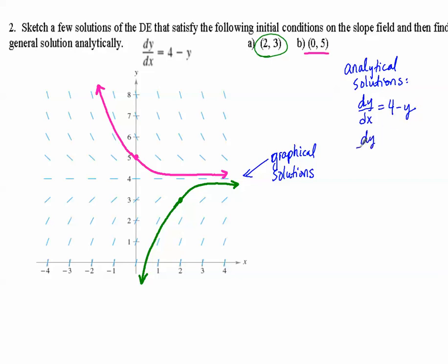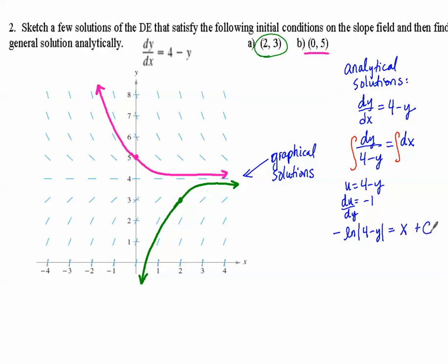Separate: dy over 4 minus y equals dx. Then we'll integrate both sides. It looks like we're going to need a little u substitution for the bottom, so we can say u is 4 minus y, so du is negative 1 dy. So I'm going to have an extra factor of negative 1 hanging out. My bottom is u, so that makes negative natural log of absolute value of 4 minus y equals, on the other side, x, and then a collective plus c.